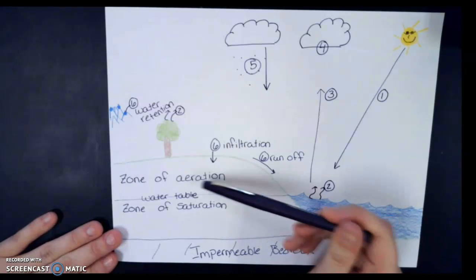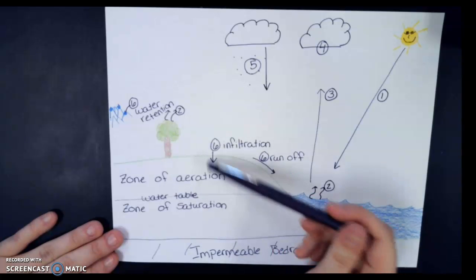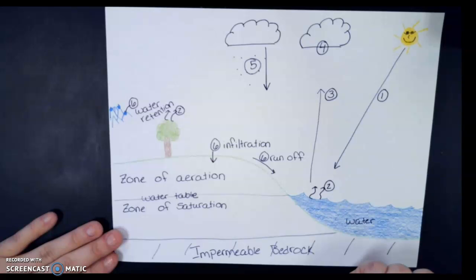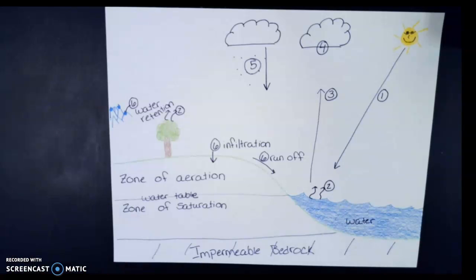So in this area, we want to make sure that we have our wells drilled far enough down into the zone of saturation so that if there was a chance of a drought, we would still be able to get water into our home.